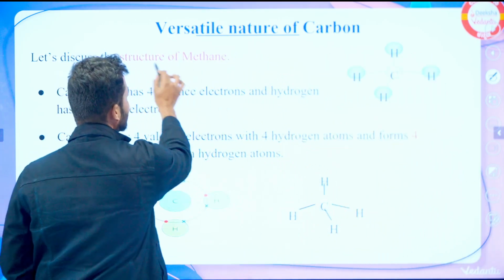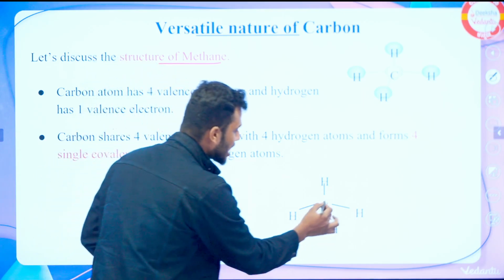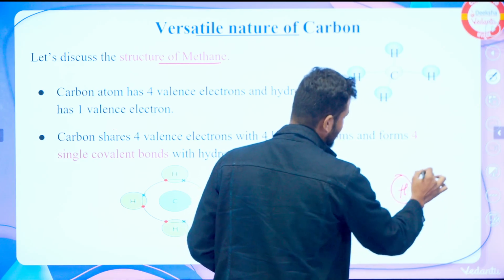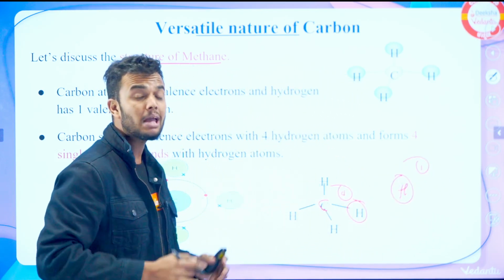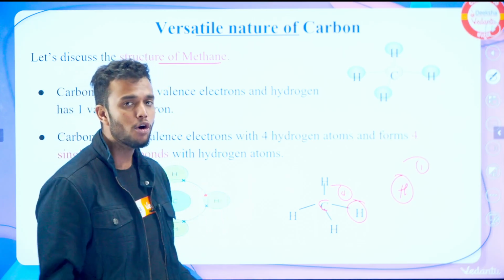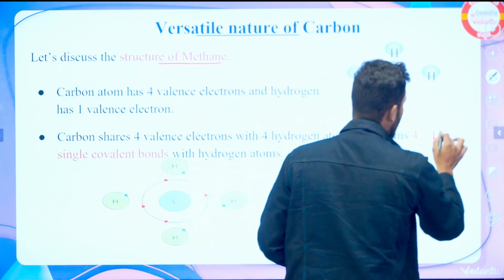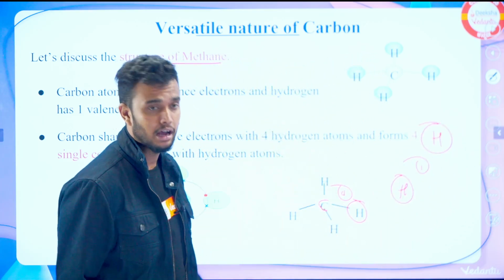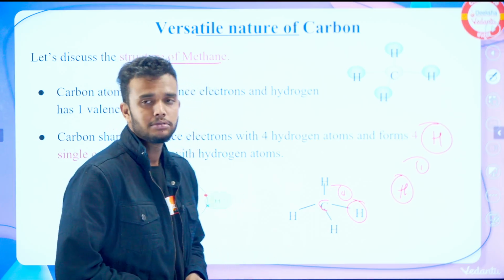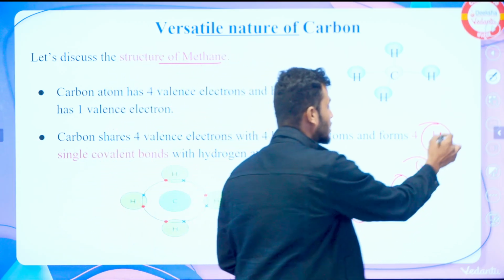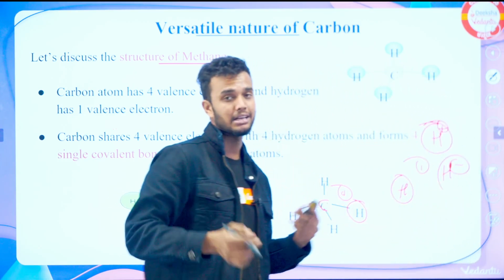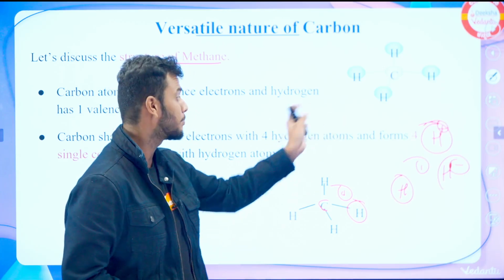Let us discuss the structure of methane. What is the valency of carbon? 4. What is the valency of hydrogen, students? Hydrogen's valency is only 1. It may give 1 electron or accept 1 electron. That's why we never consider hydrogen as either a metal or non-metal. If it gives 1 electron, it behaves as H plus; if it accepts 1 electron, it behaves as H minus in some cases.